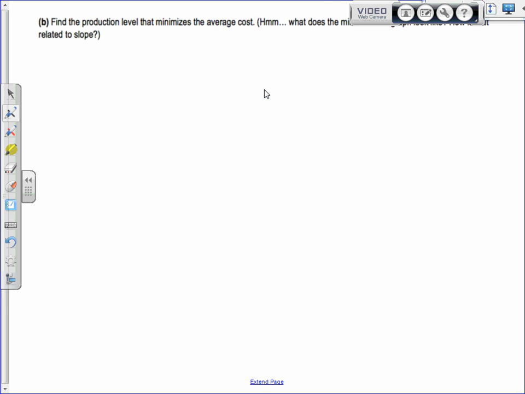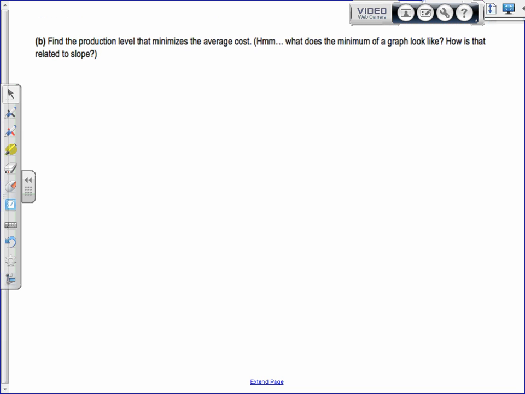All right. So it says find the production level that minimizes the average cost. So what does the minimum of a graph look like? How is that related to slope? Okay, so if I had some kind of graph and I want to find the minimum. Yep, you want to find where the tangent line equals 0.